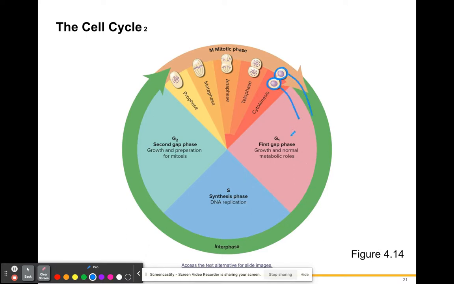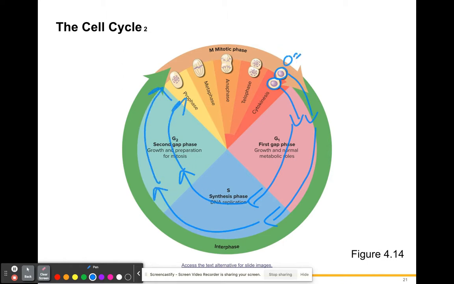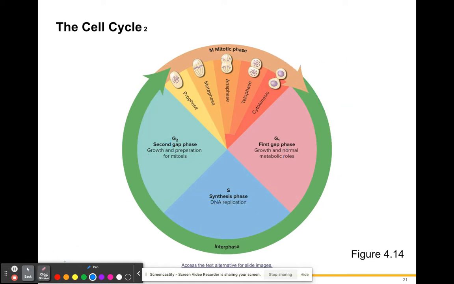This cell and this cell will go through G1. And then eventually they'll get to the S phase where they have to duplicate their chromosomes. And then they'll get to G2 where they have to prepare for mitosis. And then they'll get to mitosis where they split up. And then there'll be 4 cells. Okay, and all 4 of these will then start their life cycle. Okay, and that's how the cells go.